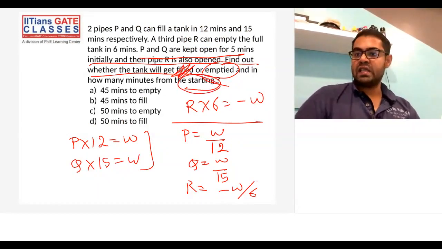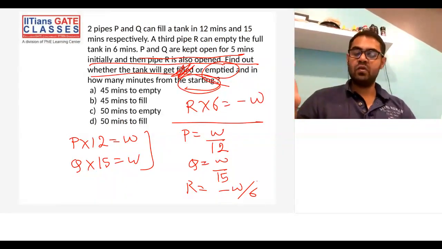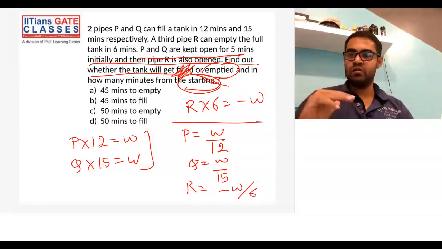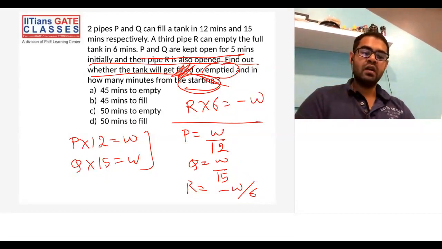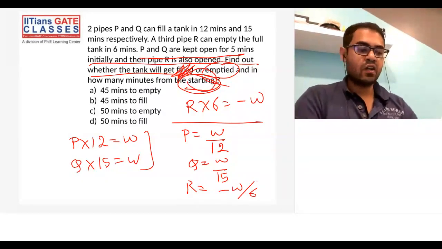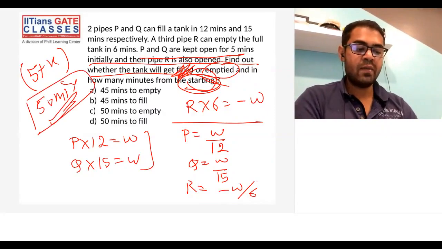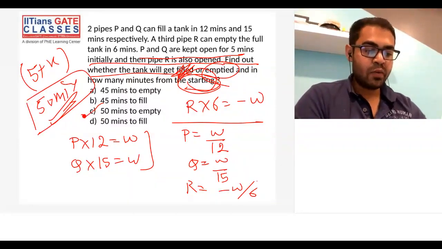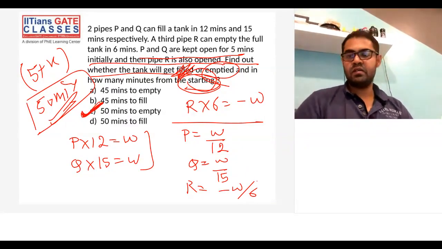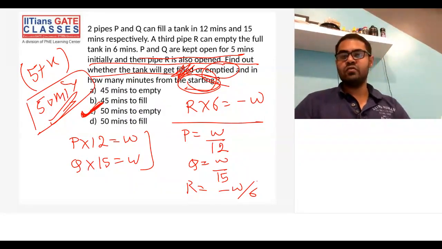At the start, 5 minutes were taken by P and Q to fill up that much water. After that, that water was emptied from the tank. So from the starting, it will take how much? 5 plus X, correct? And X we got as 45. So this becomes 50 minutes. So 50 minutes to empty the tank. That is why option C will be right. This was a GATE question for 2 marks.